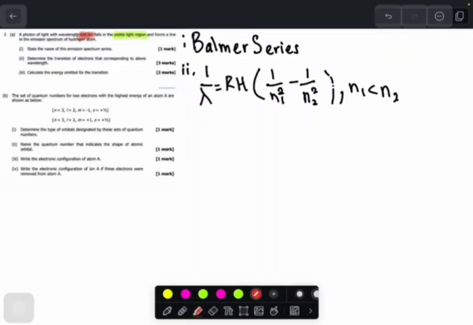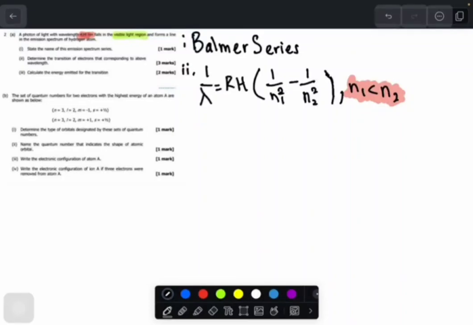Note guys that this is very important. Don't forget to write this. Most of you forget to write this, and that's the reason you lose the 1 mark, and we don't want to lose the 1 free mark that they give us, right? So don't forget to write n1 less than n2.